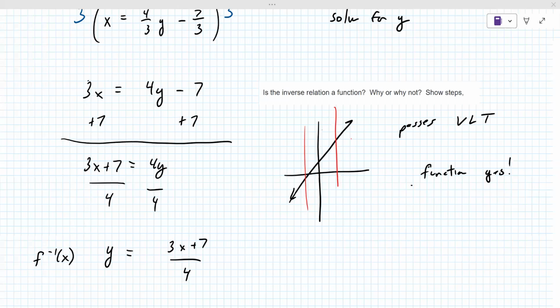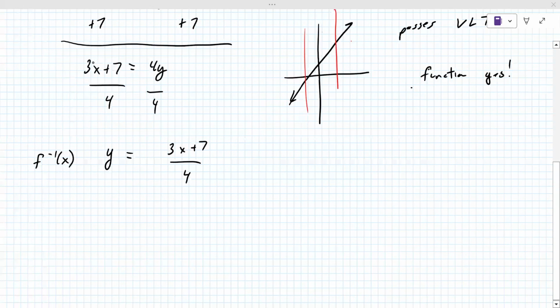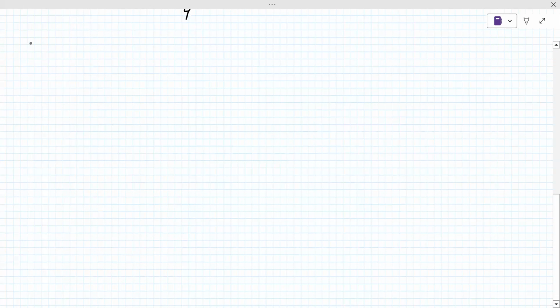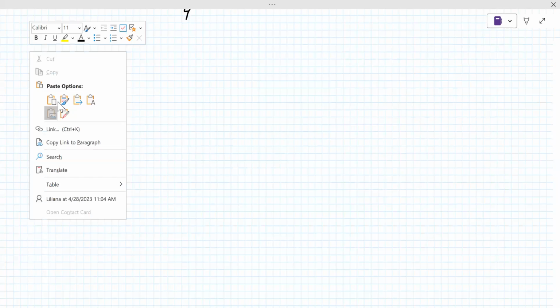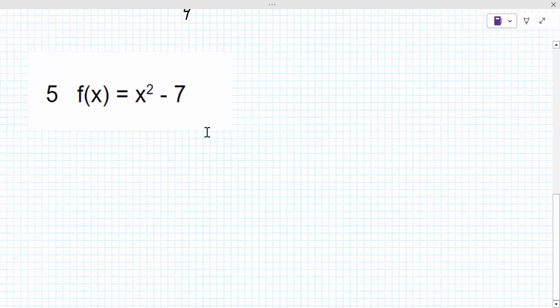All right, any follow-up from that or move on to number 5? We can move on. Okay. All right, number 5 here. We have another function. It says find the inverse of the following algebraically. That's what we've been doing. There are ways to do it graphically, but this one is a problem.